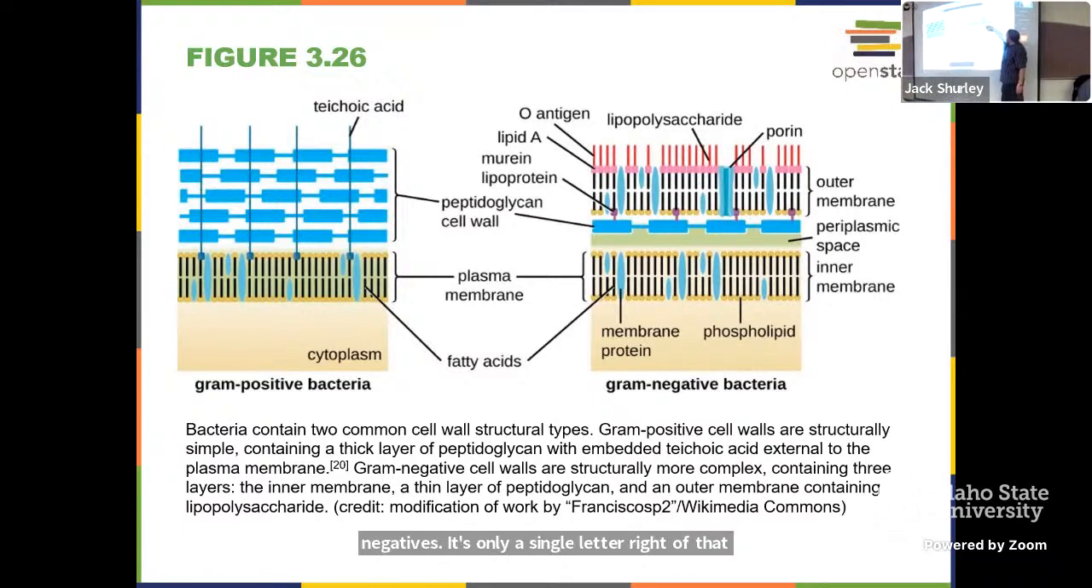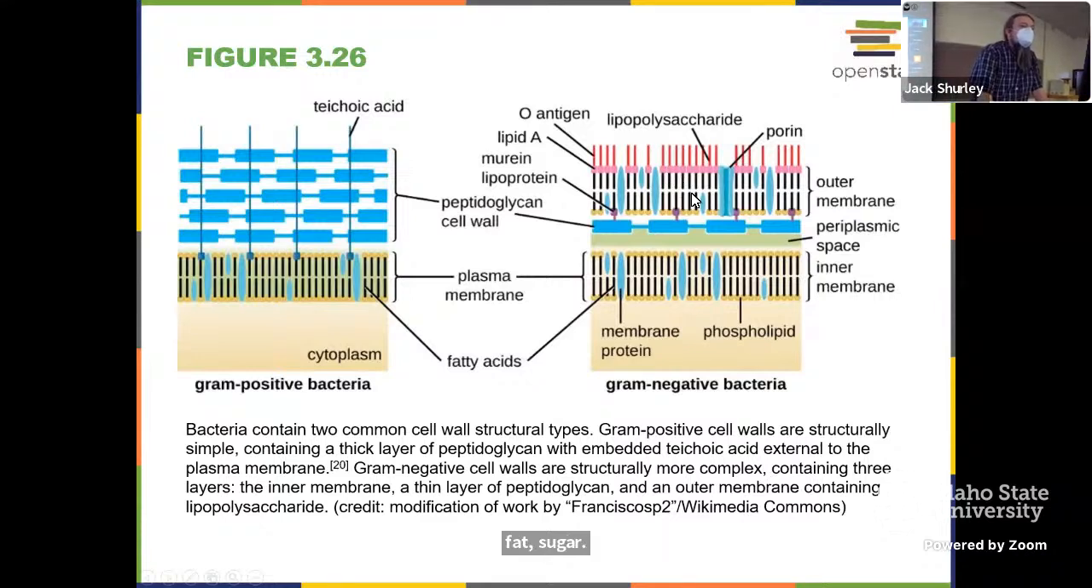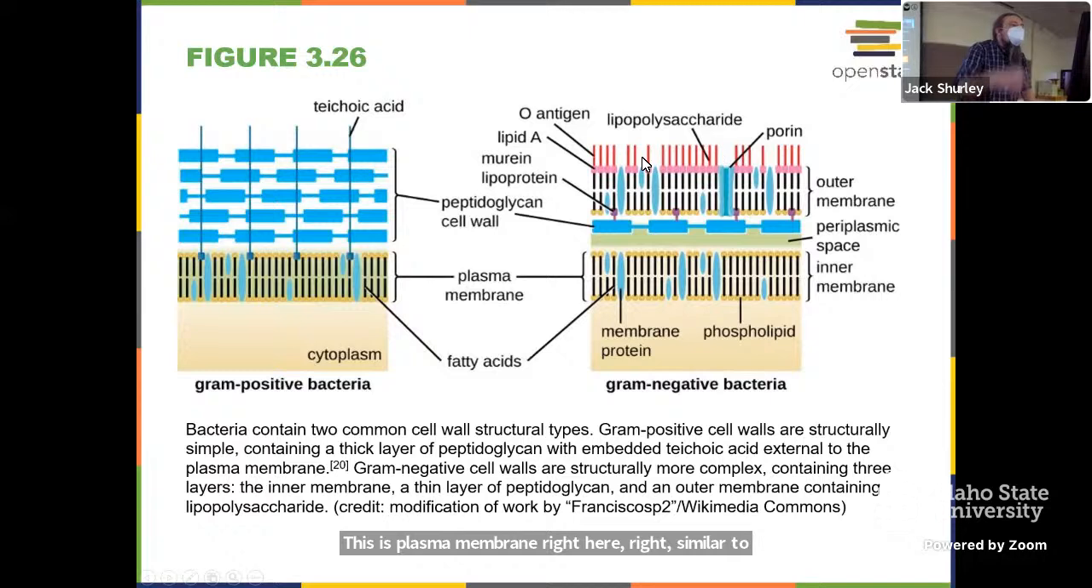There's space in between, right? And there's really a little bit of space in between there too. We're not showing it, right? Single layer of this, and then that outer membrane. It's lipopolysaccharides, so fat, sugar, most of that's on the top. This is plasma membrane right here, right? Similar to that, but poking up in red are these lipids.